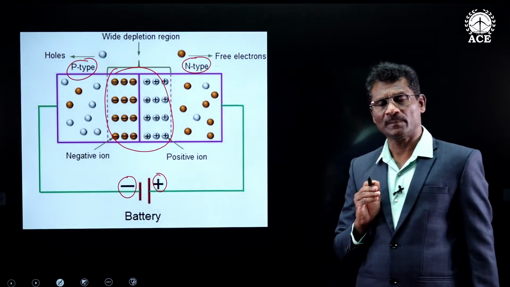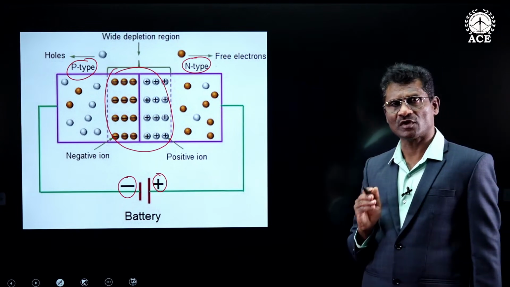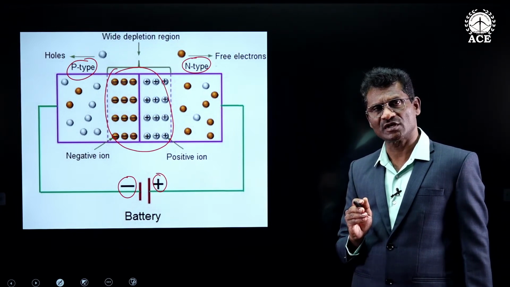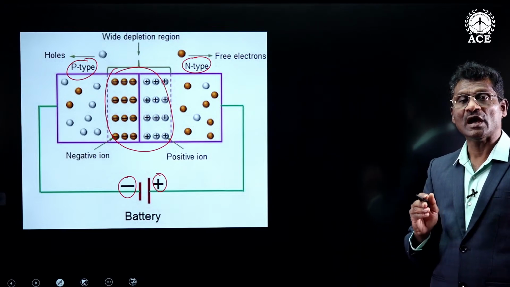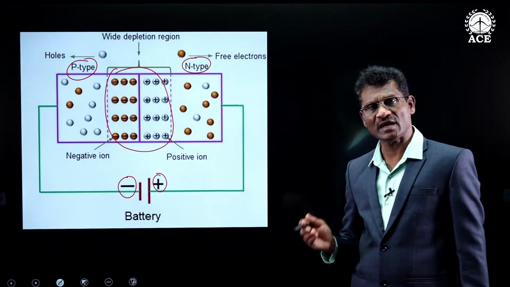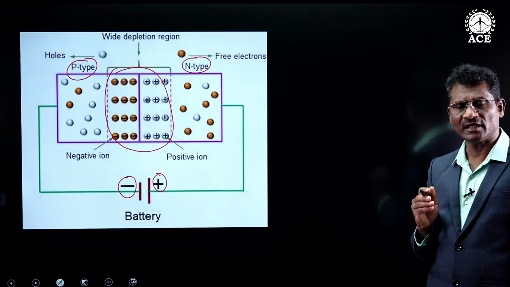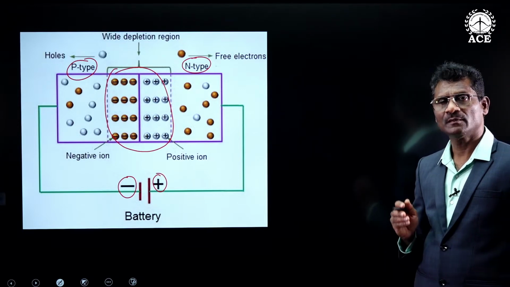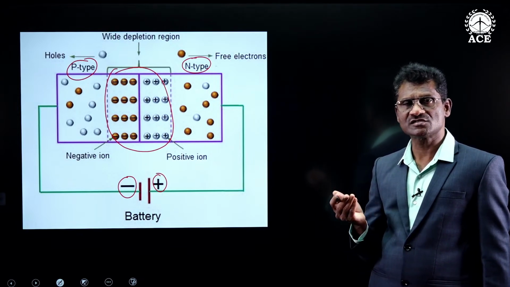So, in a PN diode, resistance depends on bias. In forward bias, the width of the depletion region is narrow and hence resistance is low: ideally 0, practically low. In a reverse bias diode, the width of the depletion region is high and hence resistance is high, practically of the order of mega ohms. Ideally it is infinity.